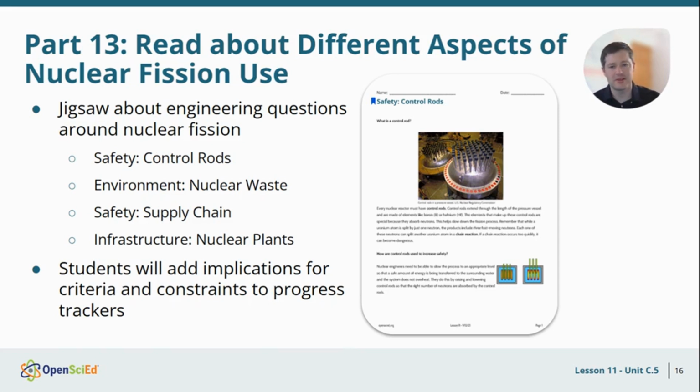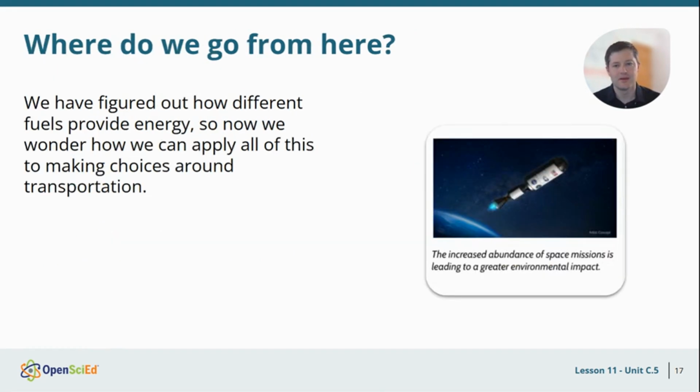There's another one about nuclear waste. There's another one on safety, focused on the supply chain. And then one focused on the actual infrastructure of nuclear plants. As students talk about these, they'll actually add implications for criteria and constraints to their progress trackers. And that's something that they've been doing all along, but it's just another reminder because that will become important in subsequent lessons. So from here, students have figured out how different fuels produce energy, but now we've got questions about how we can apply all this to making choices around actual transportation. And you see there, we're going to space for that.